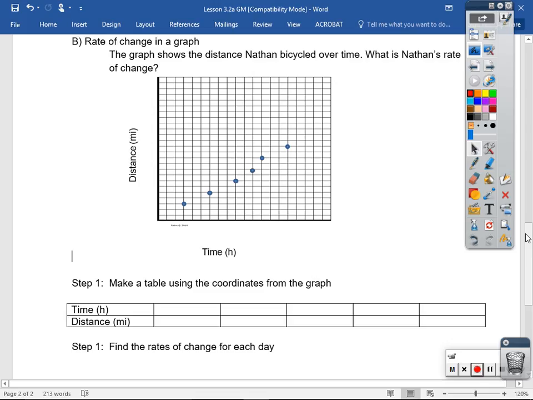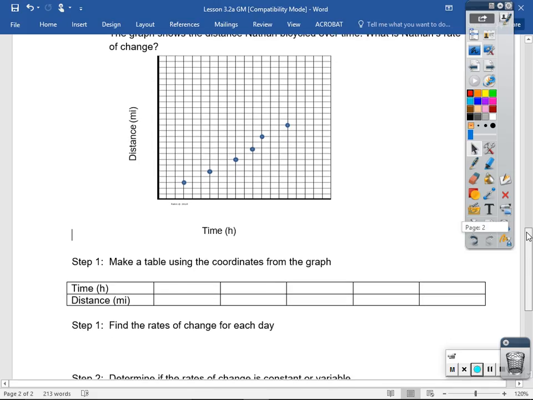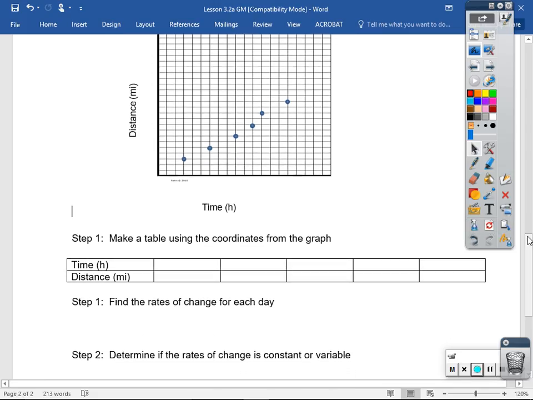All right. Rate of change in a graph. The graph shows the distance that Nathan bicycled over time. What is Nathan's rate of change? I'm going to move this down just a tiny bit more. And let's see where all of our numbers on the graph are because they didn't give us any numbers.